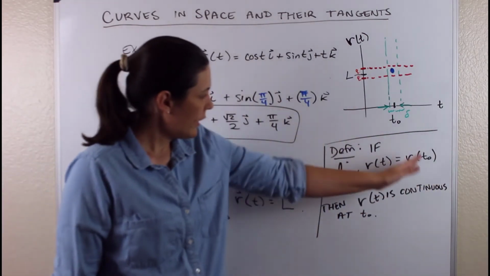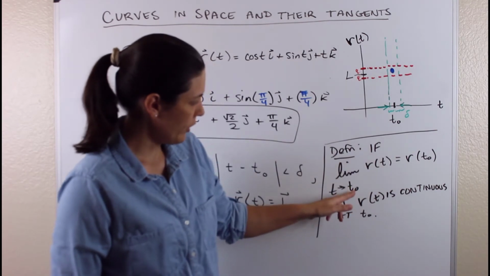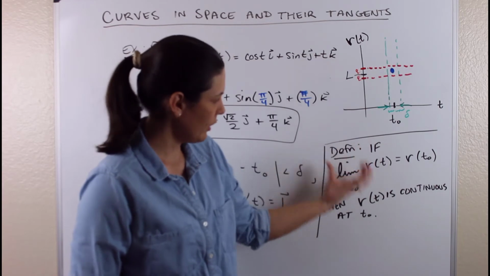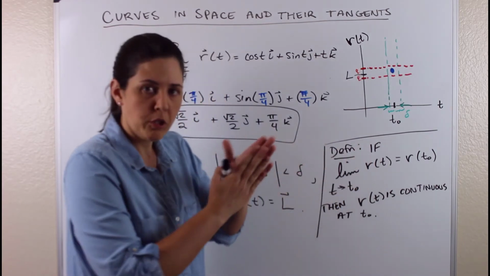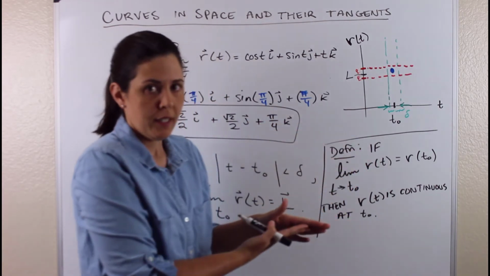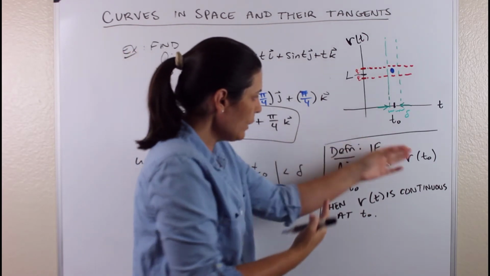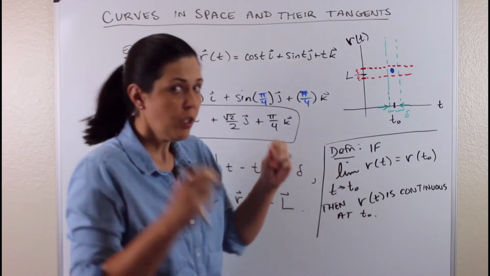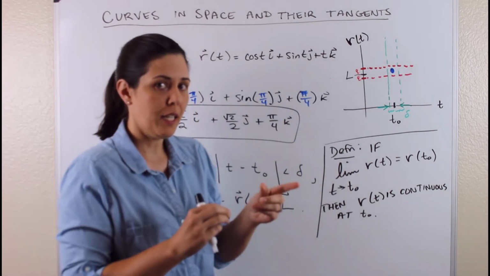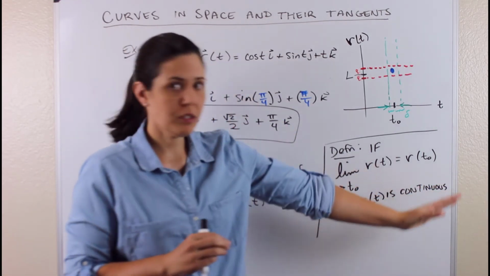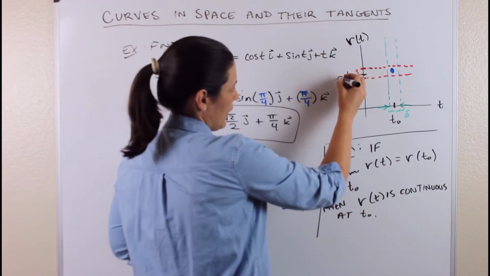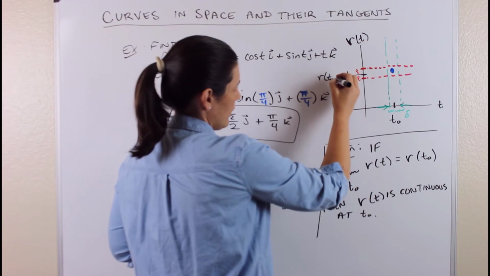Basically, if you plug in the value you're approaching for your inputs, and it's the same as your limit, so your function is approaching one thing from taking the limit, and your function equals something from plugging in the number you were approaching, when those two things match, then it's a continuous function at that point. So this idea back here now is where I can officially put in the r of t naught.